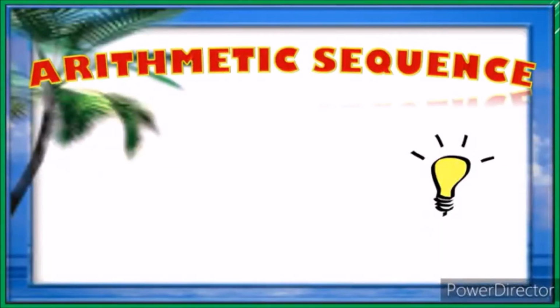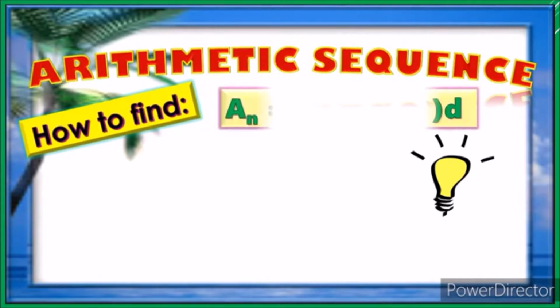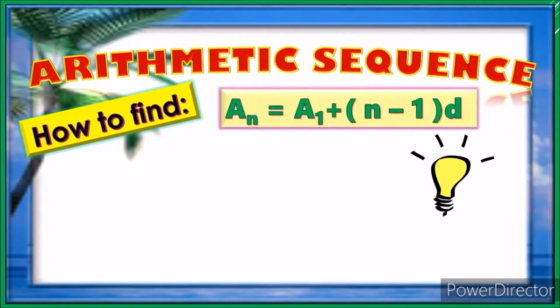Okay, let us have another topic for this quarter. It is all about arithmetic sequence. So we are going to use the formula for arithmetic sequence or the arithmetic rule, which is a sub n is equal to a sub 1 plus quantity n minus 1 times d. And in this arithmetic rule, these are the possible unknowns.